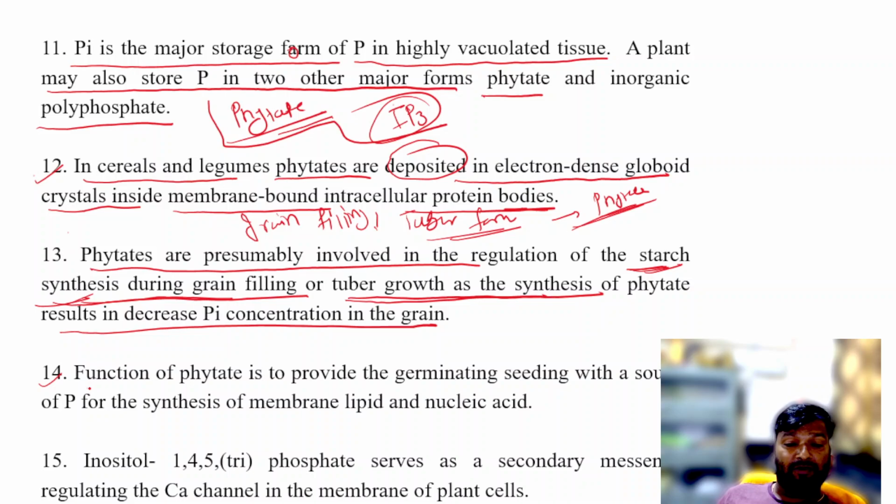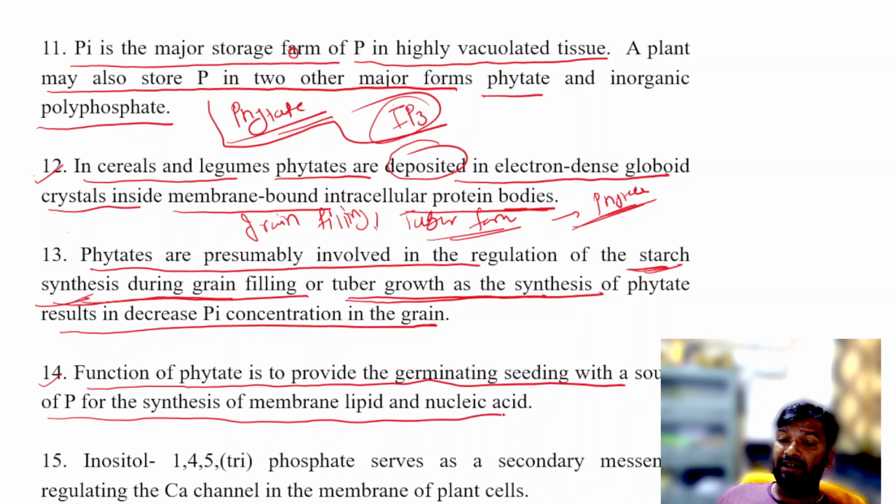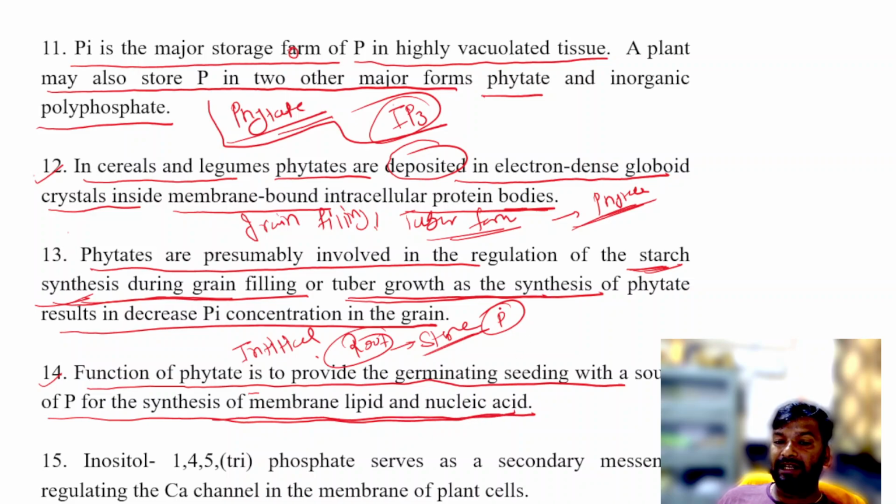Next, the function of phytate is to provide the germinating seedling with a source of phosphorus for the synthesis of membrane lipid and nucleic acid. So in initial stage when root system are not so developed, at this stage the stored phytate provide the phosphorus for the synthesis of membrane lipids and the nucleic acid in the developing seedlings.